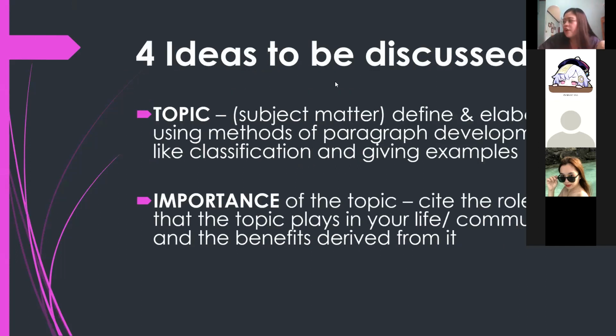So, 4 ideas to be discussed sa inyuhang introduction. Siyempre, number 1, inyuhang topic or the subject matter. You have to define and elaborate using methods of paragraph development like classification and giving examples. And then, importance of the topic, you have to cite the role that the topic plays in your life and community and the benefits derived from it.